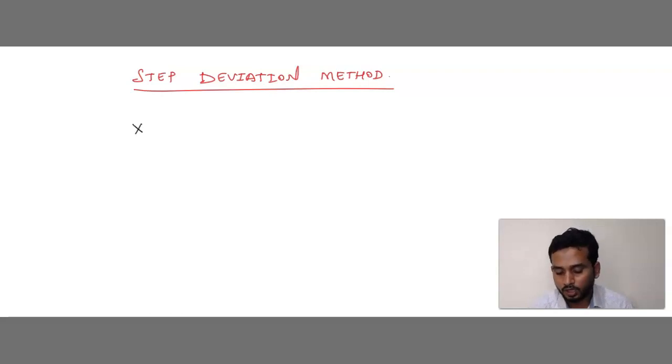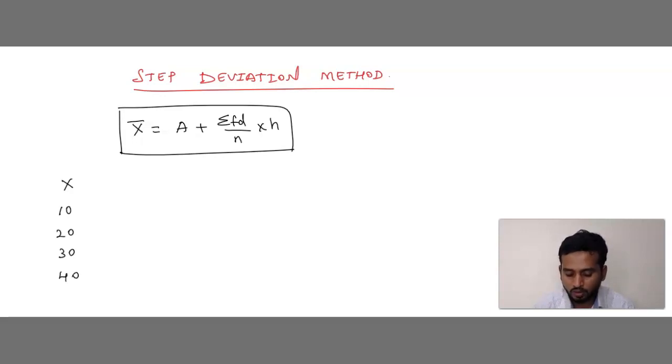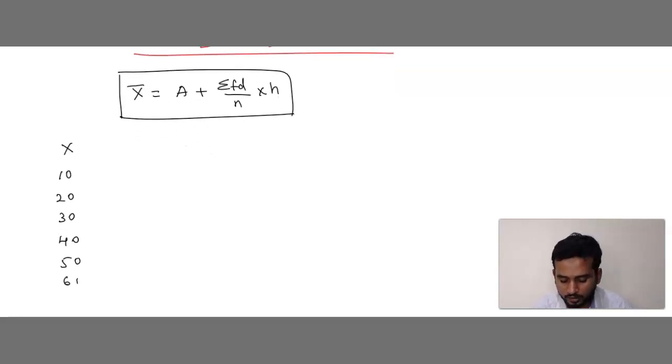So what is the formula? x bar is equals to A plus sigma FD by n into h. So this is the formula, correct? Let me write the values of x. What are the values of x? 10, 20, 30, 40, 50 and then 60, correct? So these all are the values of x.